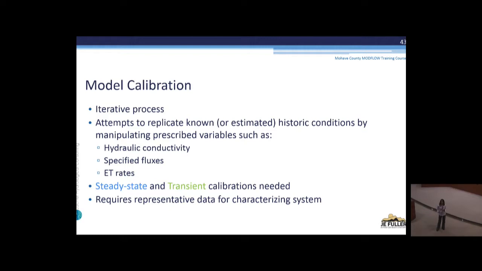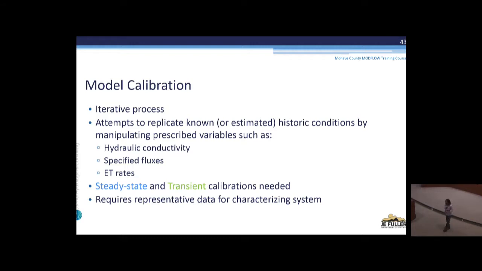There's a lot of automated processes now that do inverse modeling. So you give it a final head and a starting head, and you say, you figure it out, how we got to this point. And the model will solve things backwards. Steady state and transient calibrations are needed. And you need some data, right?